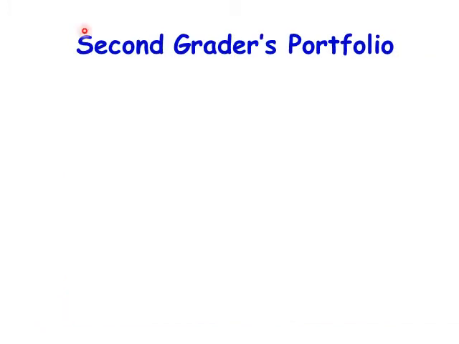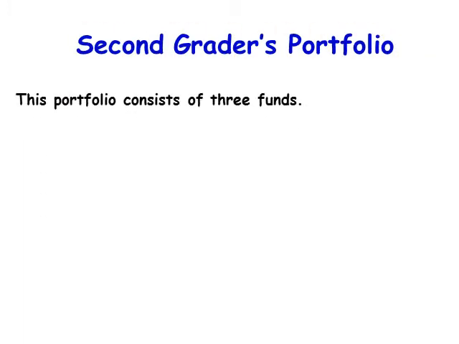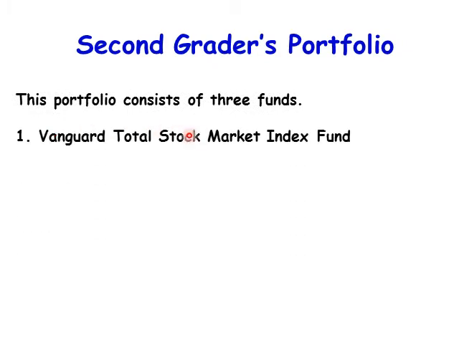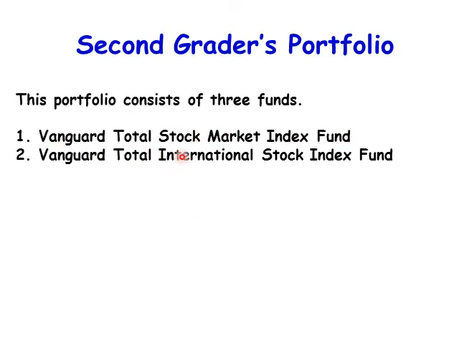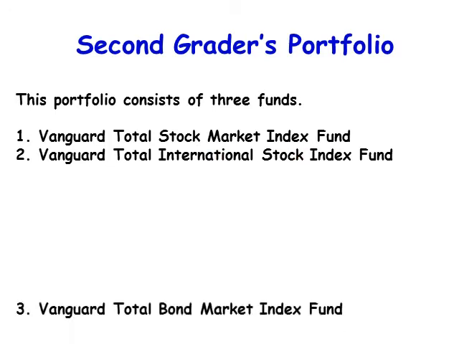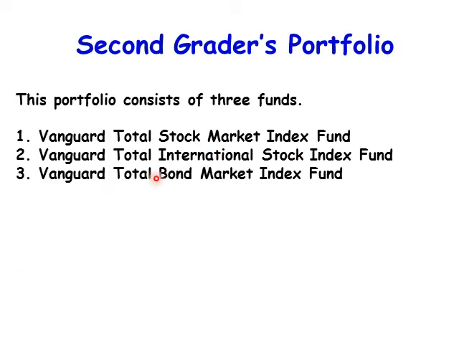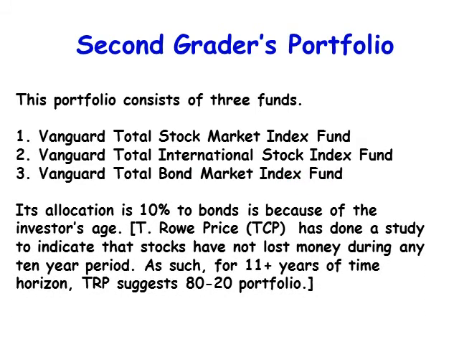Okay, let's see what Second Grader's portfolio is. It consists of three funds: Vanguard Total Market Index, Vanguard Total International Stock Index, and Vanguard Total Bond Market Index Fund. Let's continue. Its allocation is 10% to bonds, and that's because of the investor's age.